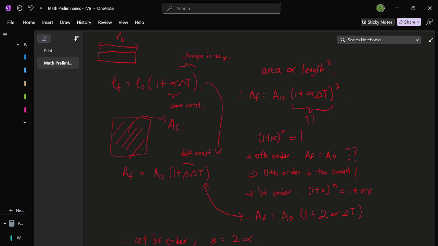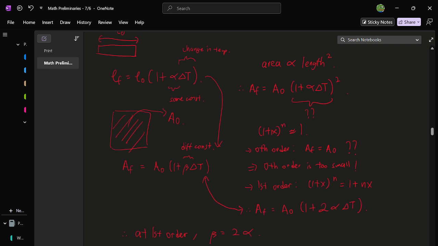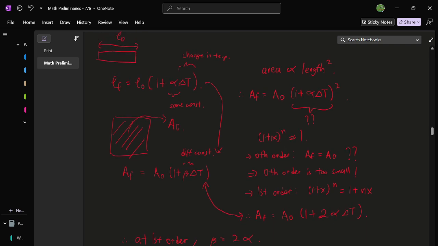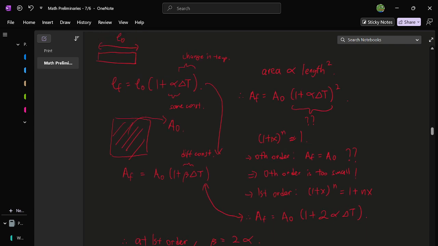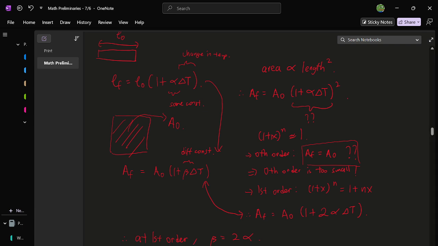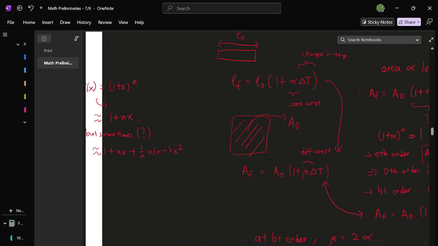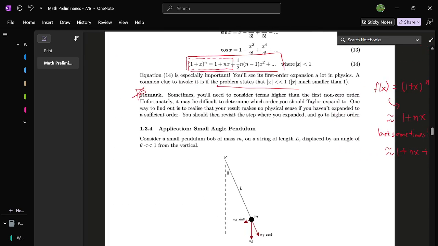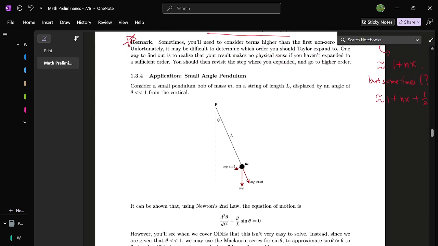We'll revisit the physics for this later on in thermodynamics, but this is just an example to show you what I mean by if you approximate to an order that's too small, you get nonsensical results. Because in this case, this result was nonsensical. Okay. Now going back to this.